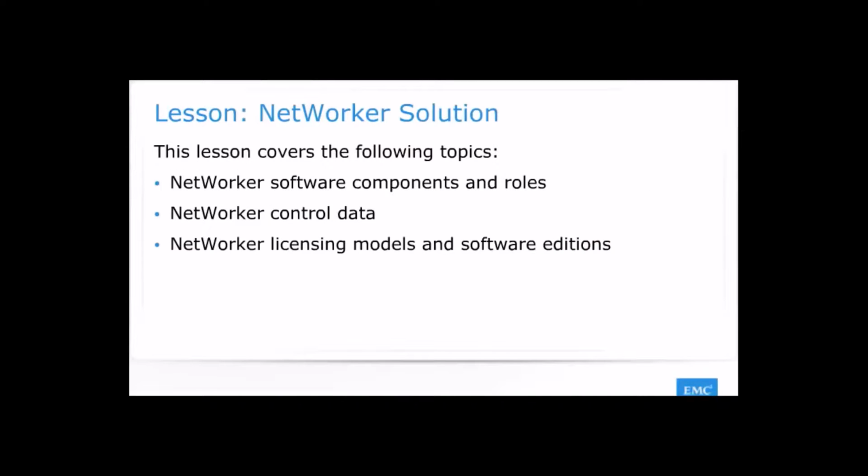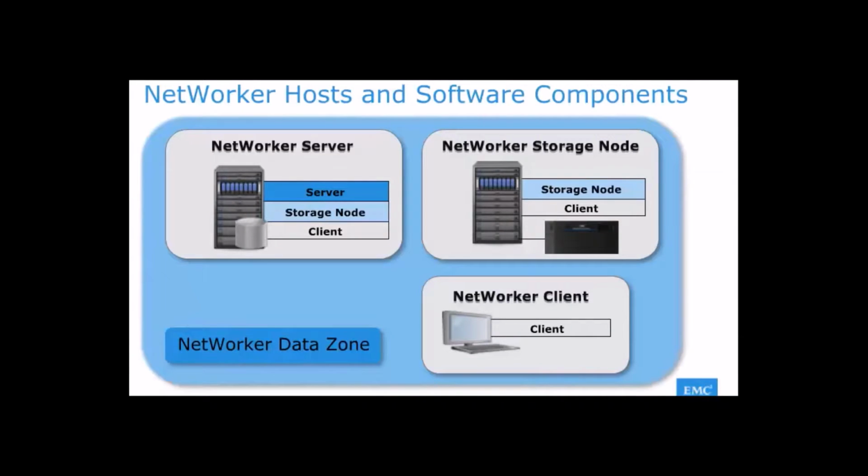This lesson covers the NetWorker software components, roles, and control data. The three primary types of NetWorker hosts in a NetWorker data zone are the NetWorker server, storage nodes, and clients. A single NetWorker server, along with its storage nodes and clients, forms a NetWorker data zone within which data is protected. An enterprise may have more than one NetWorker data zone. However, NetWorker servers and storage nodes may belong to only one data zone.